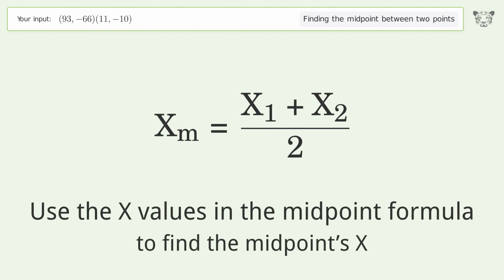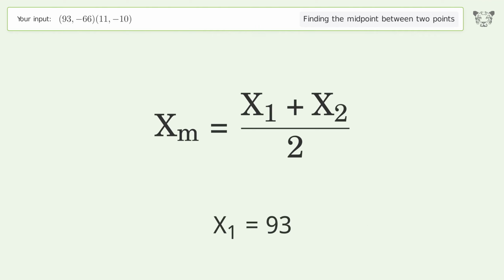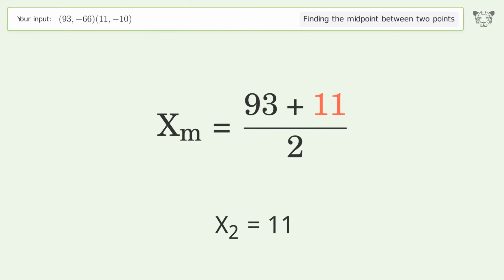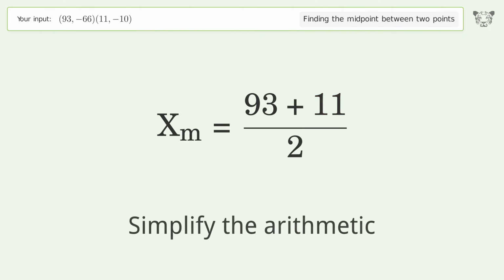Use the x values in the midpoint formula to find the midpoint's x. x1 equals 93. x2 equals 11. Simplify the arithmetic.